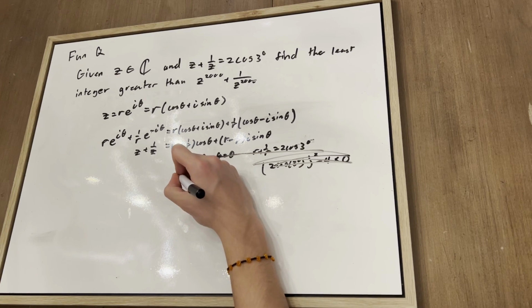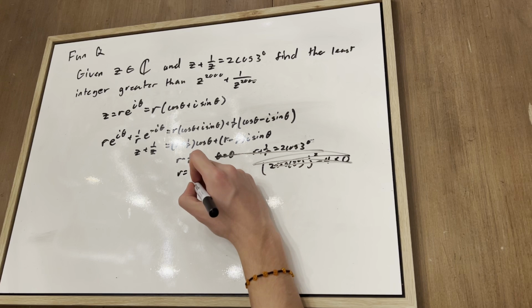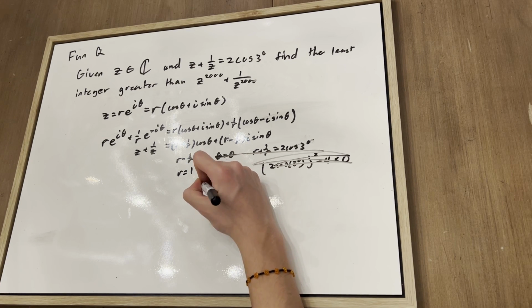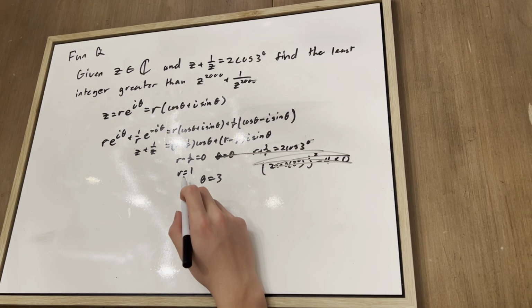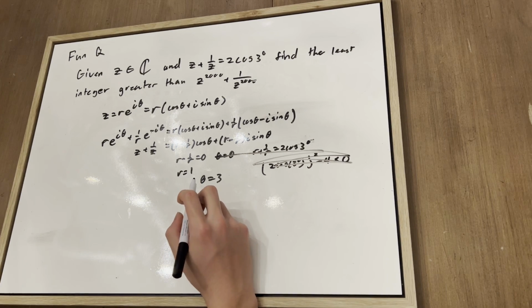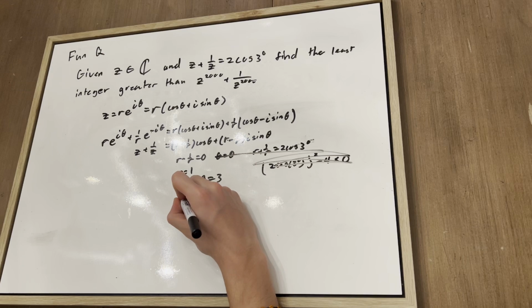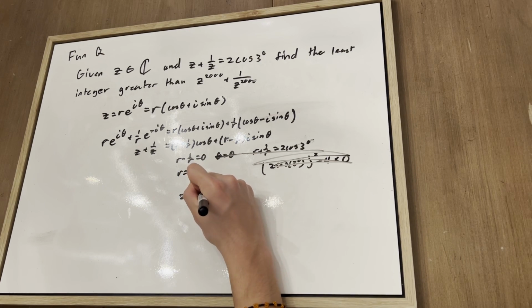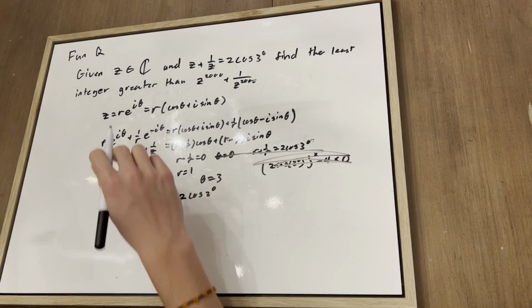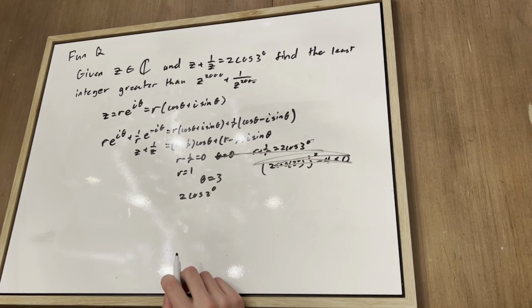So solving for this, we see r has to be 1, so then theta must work out to be 3. As a sanity check, we can plug 1 back into here, and then we see that r plus 1 over r is equal to 2, and if theta equals 3, we get cosine of 3 degrees, and this is the same as our original 2 cosine 3 degrees.